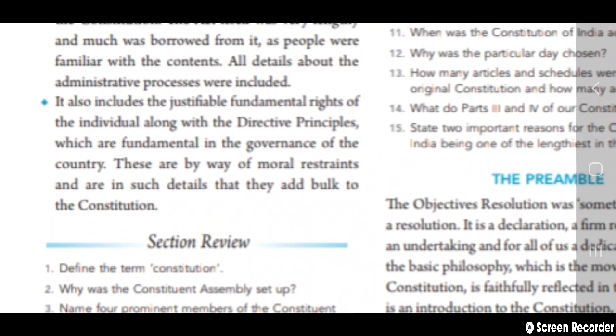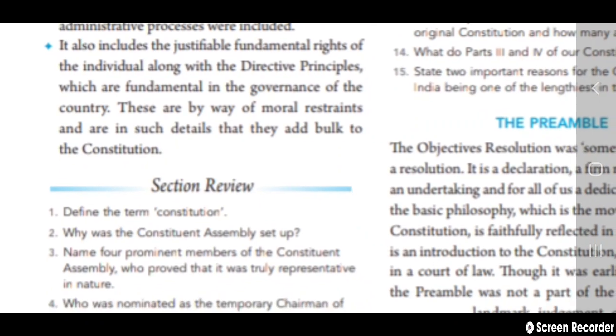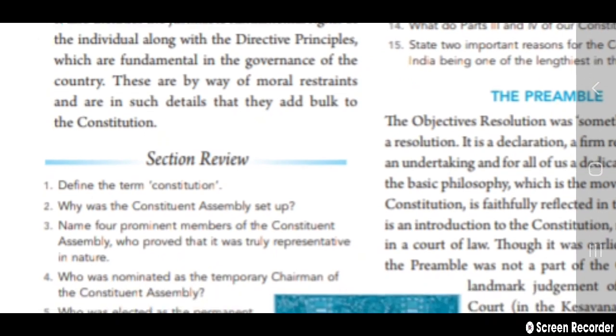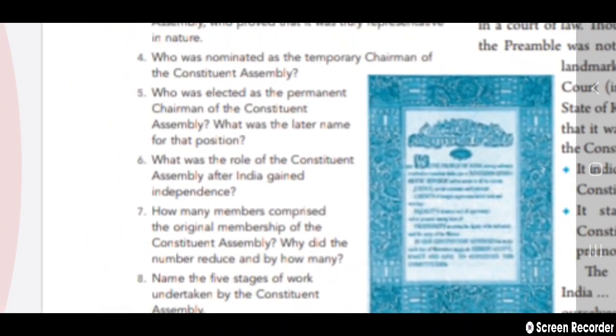Next, the constitution also includes justiciable fundamental rights of the individual, along with the directive principles that are fundamental for the governance of the country. They are important, and these are by way of moral restraints, and they are in such detail that they were added to the bulk of the constitution.